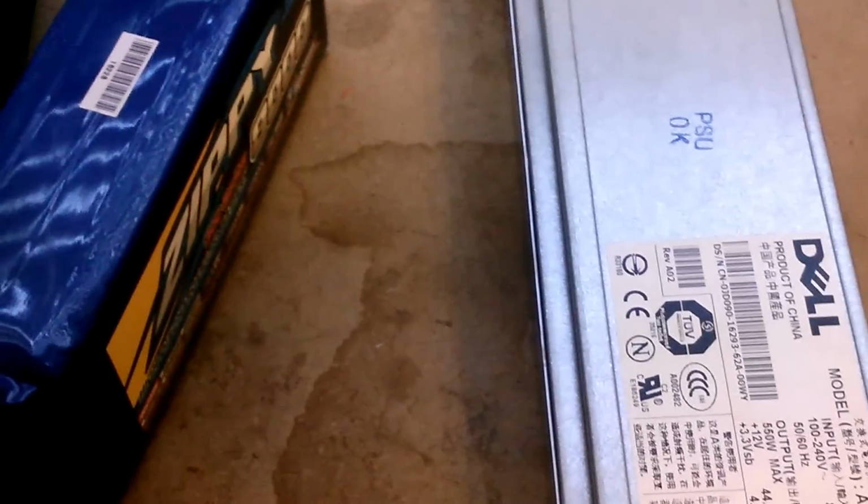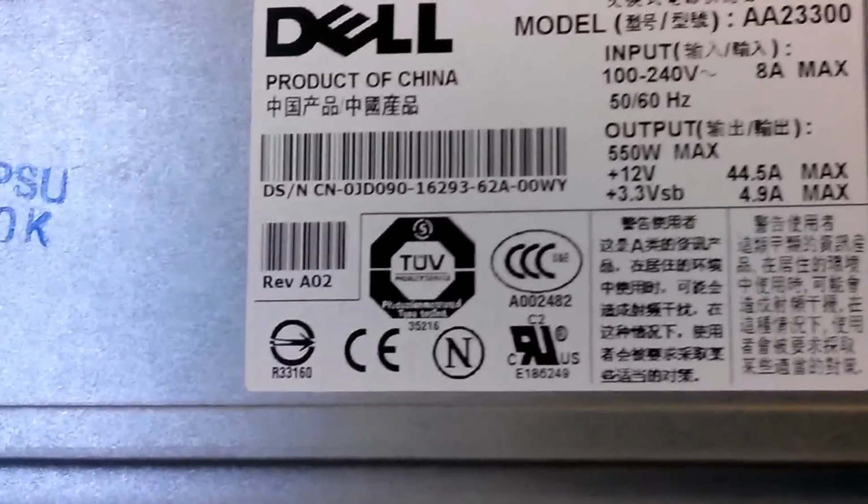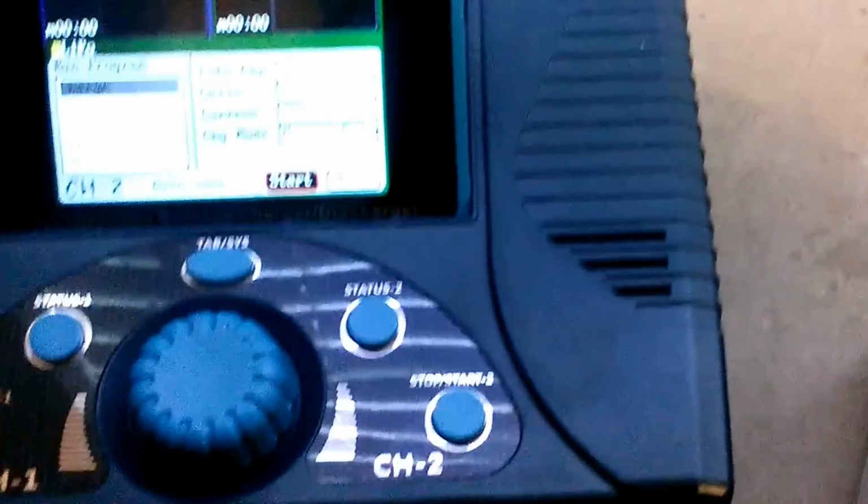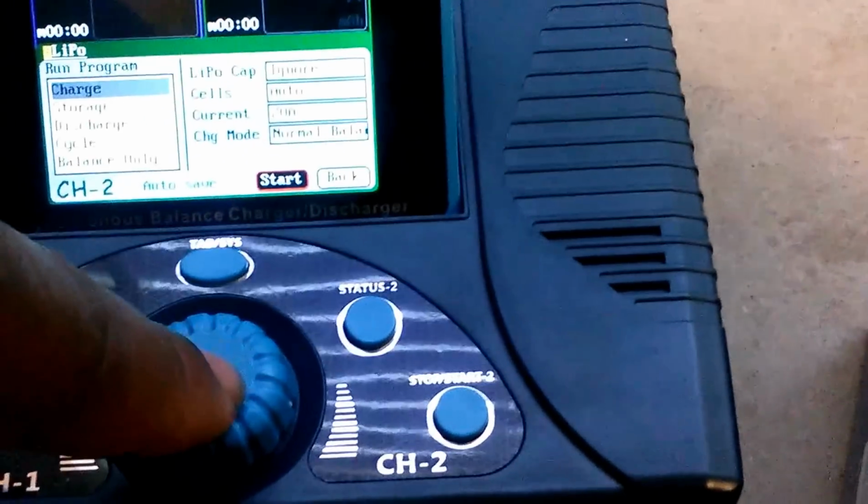Okay guys, I'm just doing a demo video of a new power supply I just picked up. It's a Dell server power supply, I think it's a 1950. It goes in those servers. These are 554 watt power supplies at 44 amps. So I'm going to go ahead and put this under load just to show that it can hold its amp rating. So I'm going to get this started.